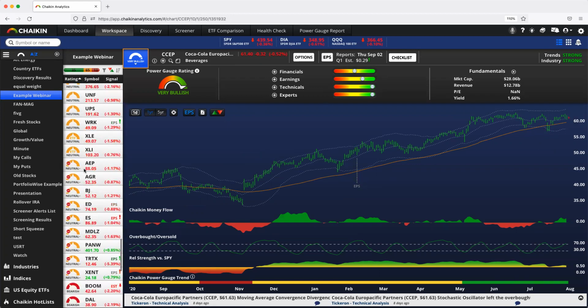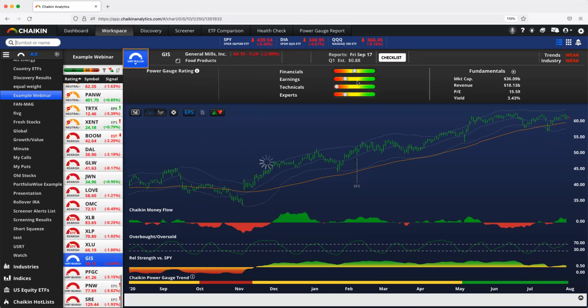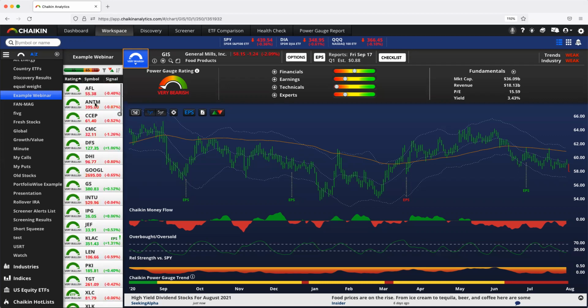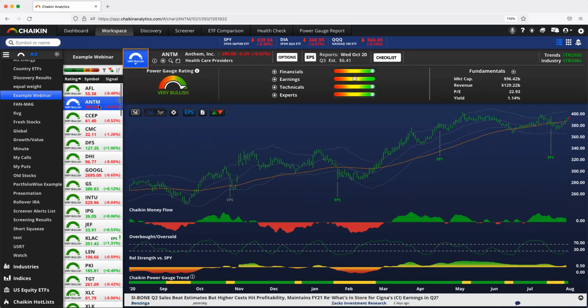If we were to jump down to some of these bearish rankings, we can see some, right? GIS here, very bearish. Technicals, very bearish. Earnings and experts, bearish. Financials, neutral. When we put it all together, we get a very bearish rating. This is a comparison, right? Each of the individual factors are calculated, and then stocks are compared to each other.